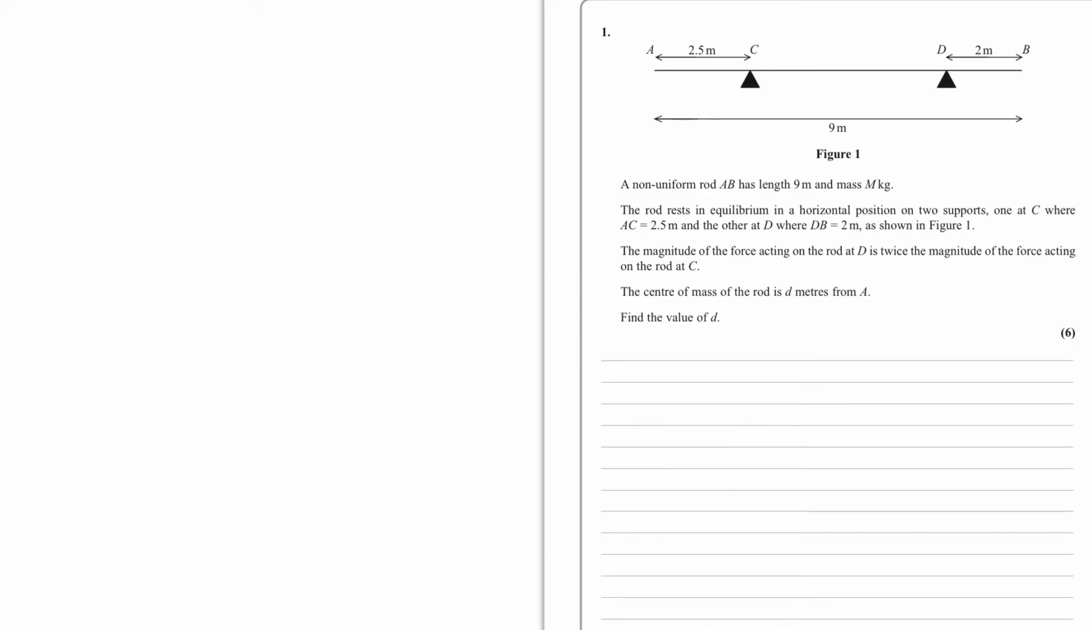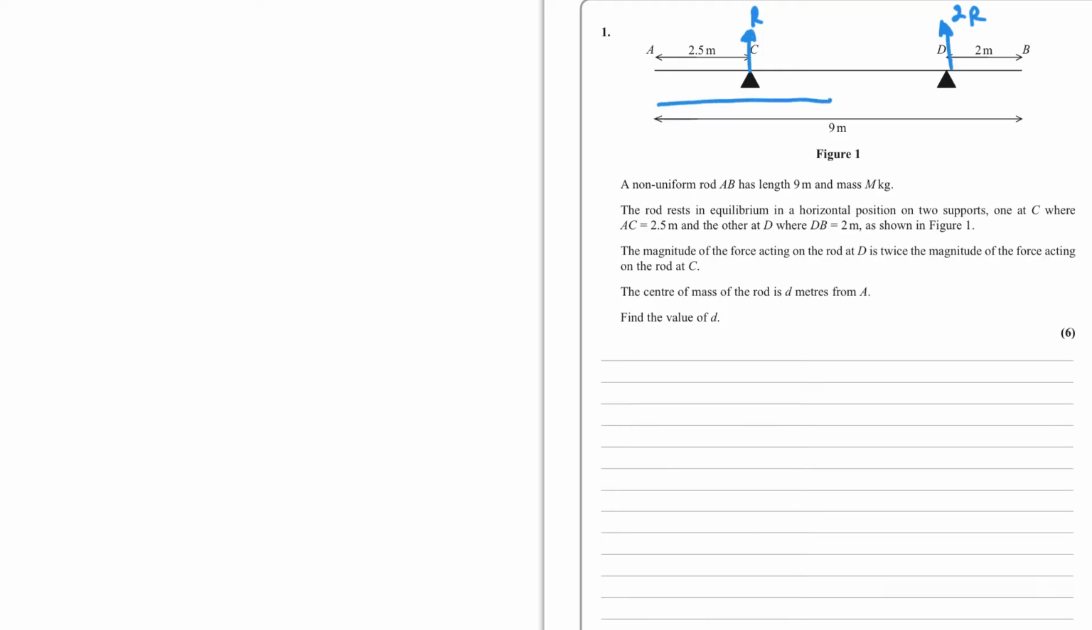So in this one we have a non-uniform rod, so it means the mass does not act in the middle of this rod. The magnitude of the force acting at rod at D is twice at C. So if we think of our reactional force, we have 2R at D and 1R at C. And then the centre of mass of the rod is d meters from A.